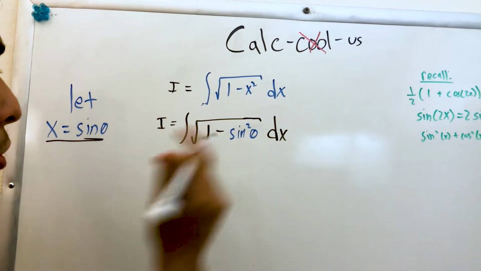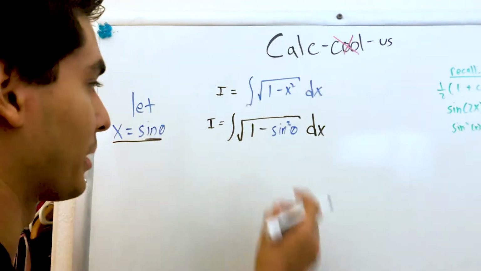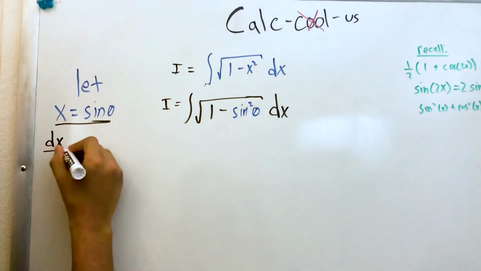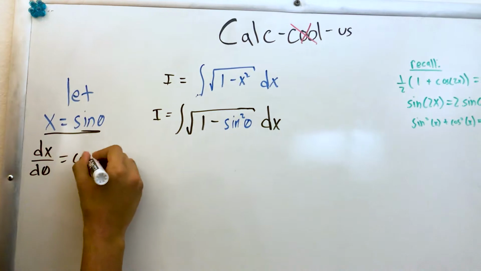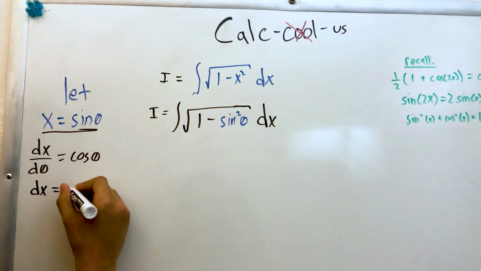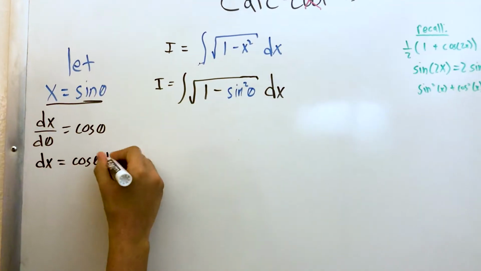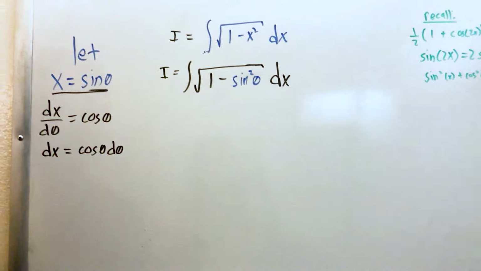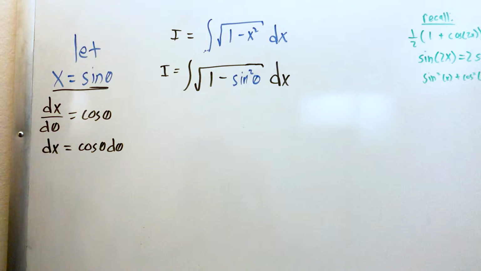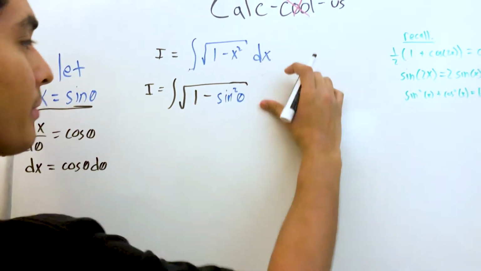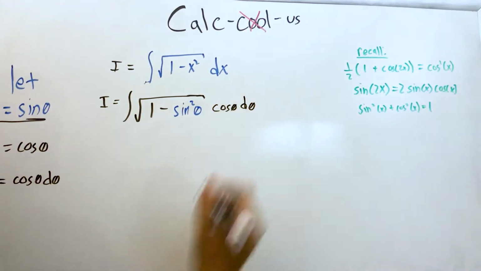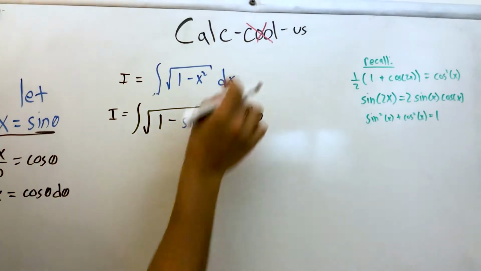Alright, so the problem is we have to convert this dx into d theta because we have this new term. If I take the derivative of x with respect to theta, I'm going to get cosine of theta. That means dx is going to be cosine of theta d theta. So I'm going to replace that now. I'm just going to cross that out, and dx is going to be cosine theta d theta. So I've replaced the x term and I replaced the dx term.